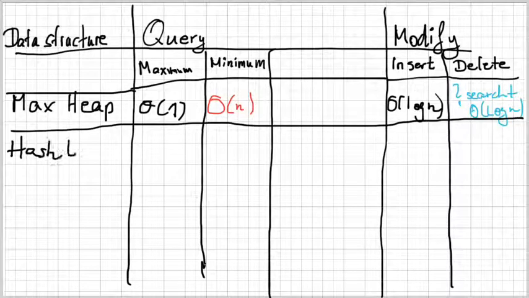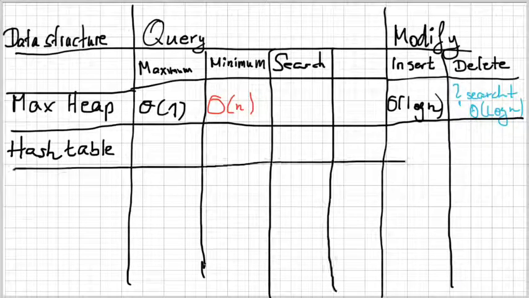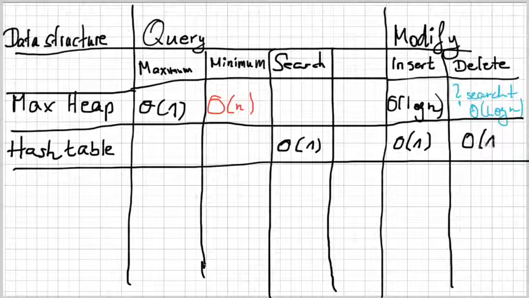Let's contrast this to hash tables. So hash tables are good at searching. We can search in constant time. All the modifications, insert and delete, are also in constant time, so that's on average and under suitable assumptions.